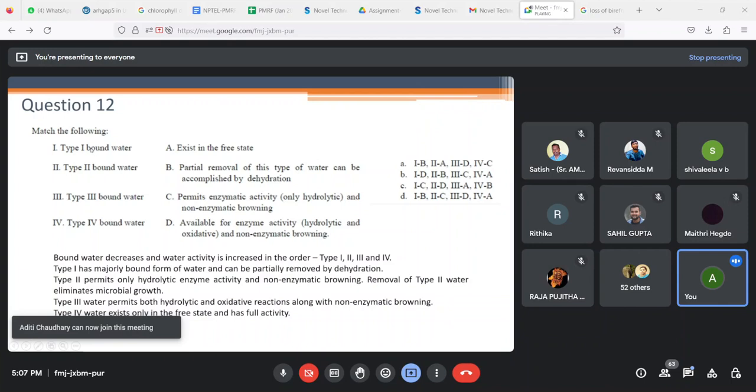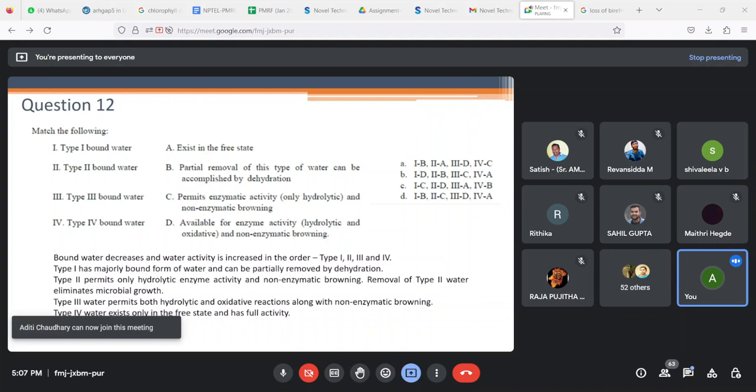It is very, very difficult to remove this water from your tissues or from any food particles that you are looking at. Type 1 bound water is extremely difficult to remove and it can be only partially removed with the help of dehydration. So type 1 bound water has the maximum amount of bound water that is present and hence it has very low water activity.